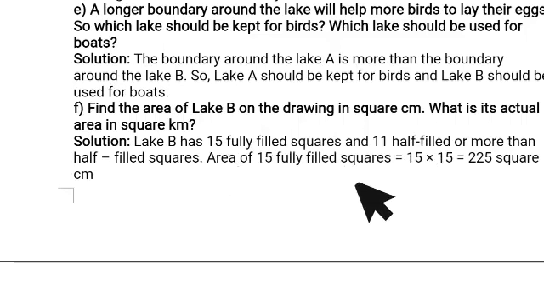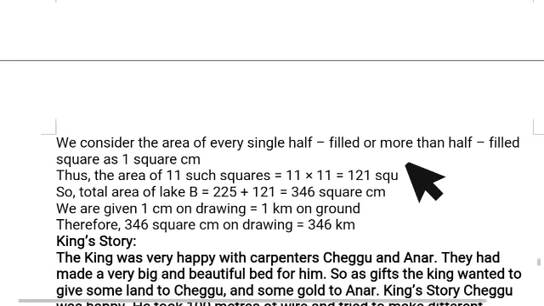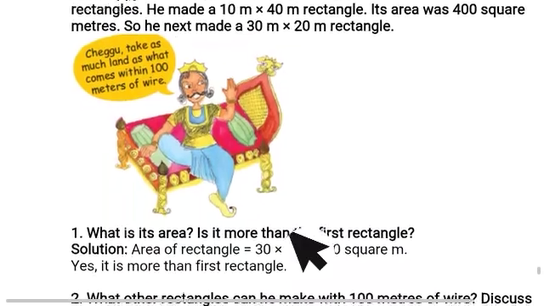So for the area of fully filled squares it is 225, and for the half filled squares, we consider the area of every single half or more than half filled square as 1 square centimeter. So 11 into 11 means 121. So 225 plus 121 means 346 square centimeter, and 1 centimeter on the drawing means 1 kilometer on the ground. It means 346 square centimeter on the drawing is 346 square kilometer on the ground.